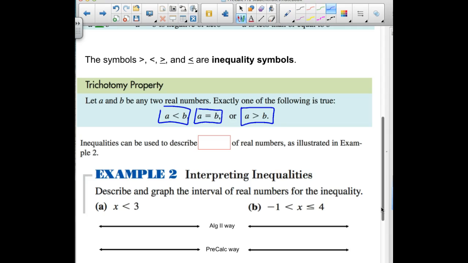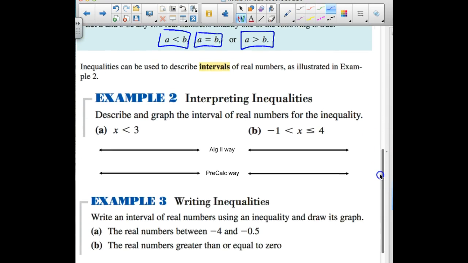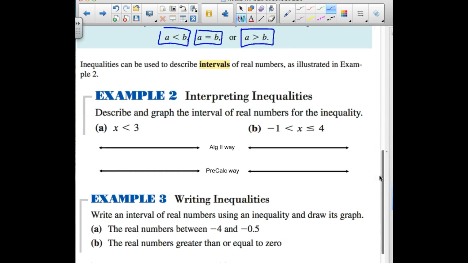Inequalities can be used to describe intervals of real numbers. All right, so let's look at this example. Now there is something new in this one that you did not have in Algebra 2. If you were asked in Algebra 2 to describe and graph the interval of real numbers represented by this, we read this as x is less than 3.